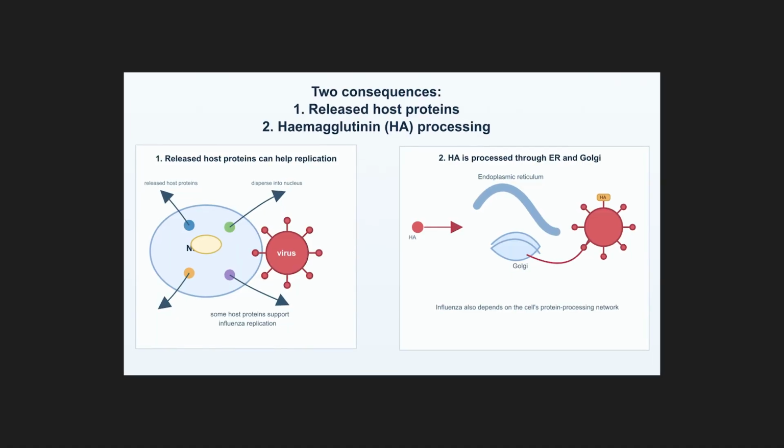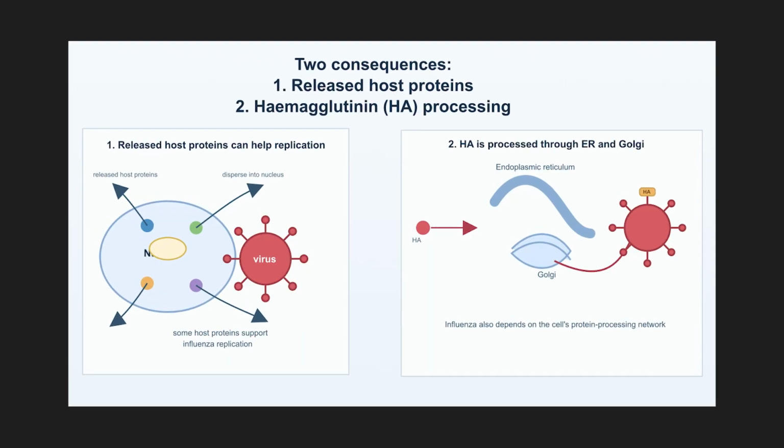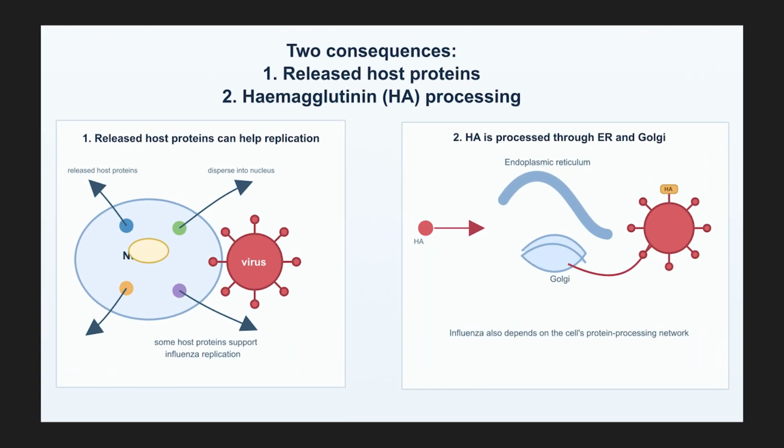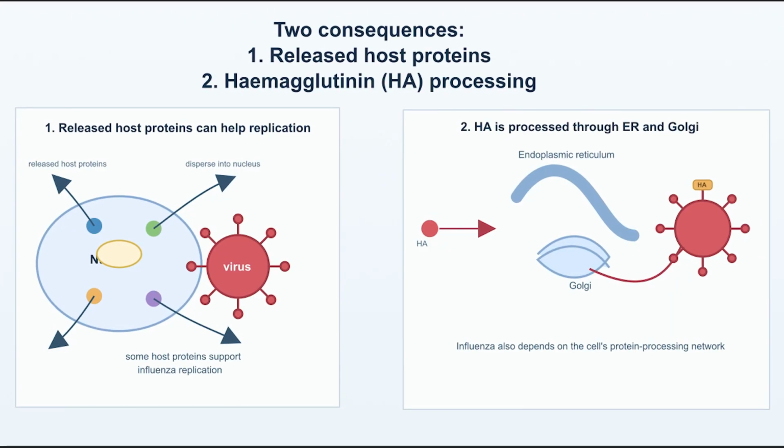The study also identified host interactions involved in processing hemagglutinin, the surface protein influenza uses to attach to cells, through the endoplasmic reticulum and Golgi system. So influenza is interfering with both nuclear organization and the cell's protein processing network.